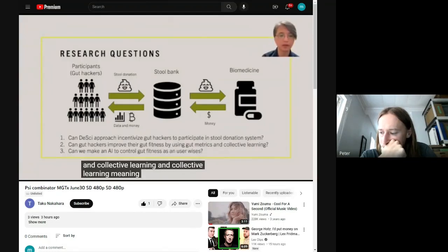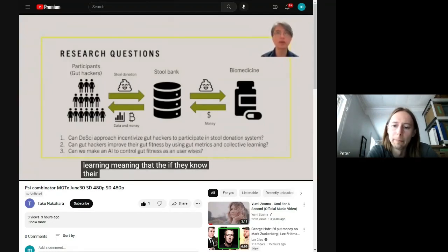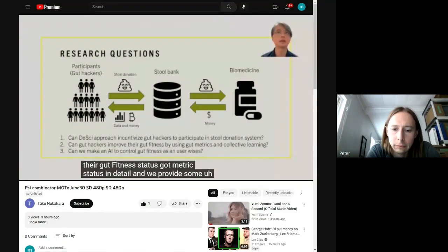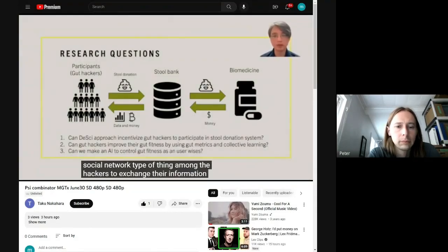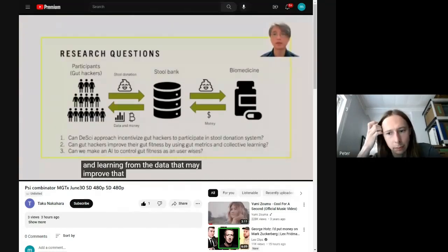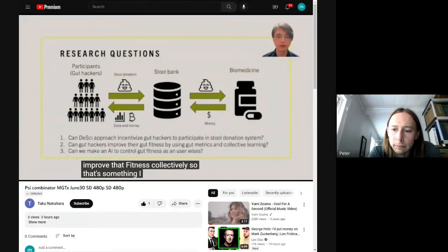Collective learning means that if they know their gut fitness status and gut metrics in detail, and we provide some social network type of thing among the gut hackers to exchange their information and learn from the data, that may improve the gut fitness collectively. So that's something I wanted to measure.